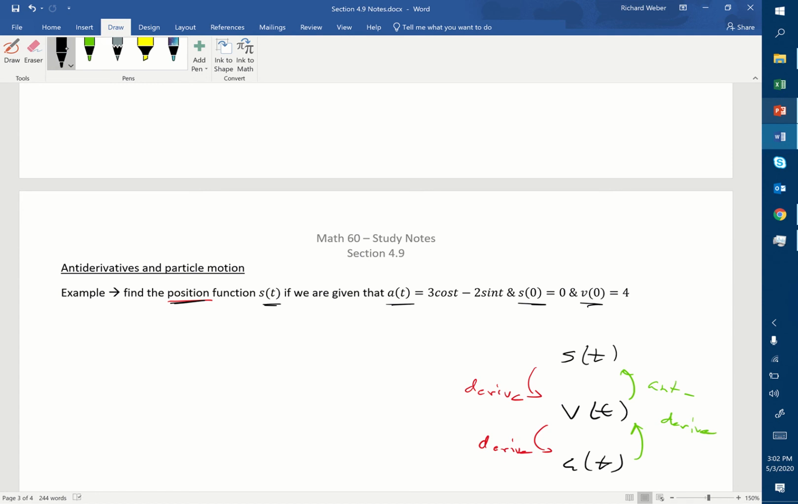We'll grab this acceleration function, which is found to be 3 cosine t minus 2 sine t. And the first thing we'll do is anti-derive. That'll take us up to the velocity level. Okay, we're coming back up now. So we have to think: 3 times the function whose derivative is cosine is sine, minus 2 times the function whose derivative is sine. Well, that's a problem, isn't it?